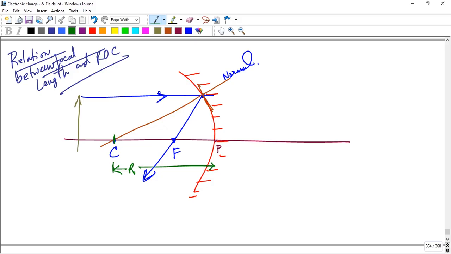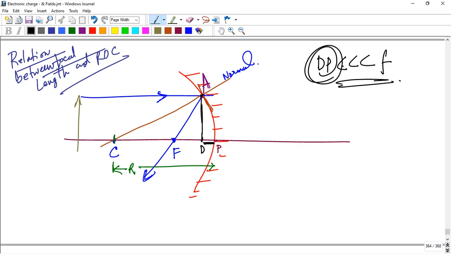Okay, now I draw a perpendicular from that point. Suppose this point is called point A. Draw a perpendicular from point A to the principal axis, and suppose this point is called D. We ignore this length DP because DP is very small compared to the focal length. So D and P are taken as the same point. This length is the focal length, from F to D or F to P, both are the same. So FD is almost equal to FP here.